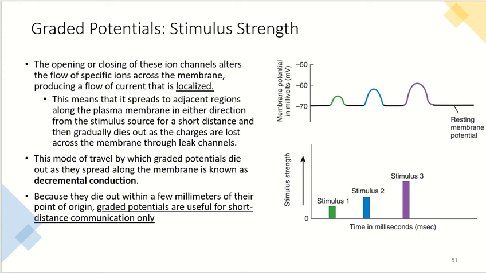So this mode of travel by which a graded potential dies out as it spreads along that plasma membrane is known as decremental conduction. Because they die out within a few millimeters of their point of origin, graded potentials are really only useful for short distance communication only.